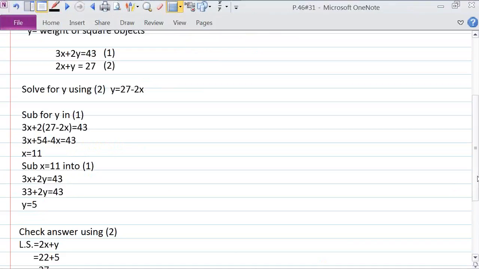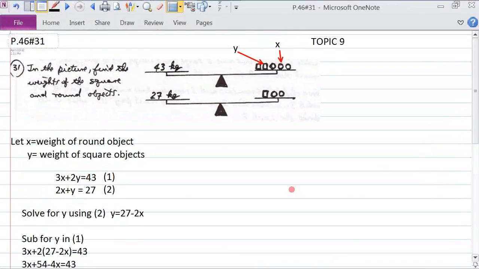So the last problem on this page, here we have a counterweighting system on this pan. We have 43 kilograms, and over here we have 2 square objects, and here we have 3 round objects. Here we have 1 square object, and we have 2 round objects. So I'm going to denote the square object by y and the round object by x. You can see here, this is a counterbalancing.